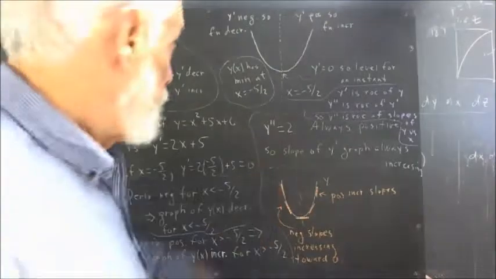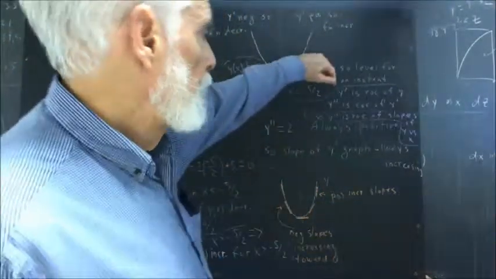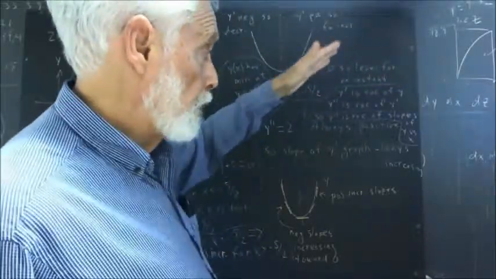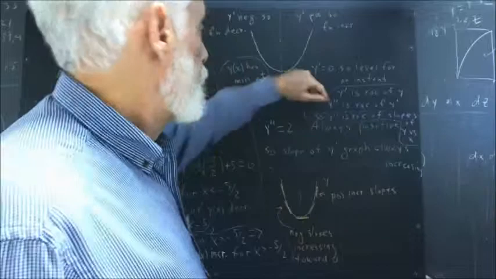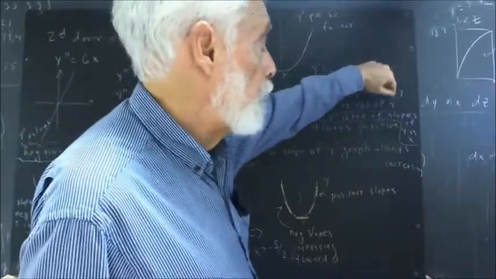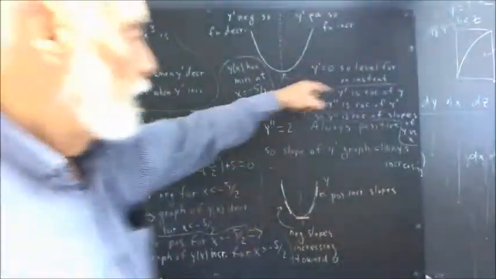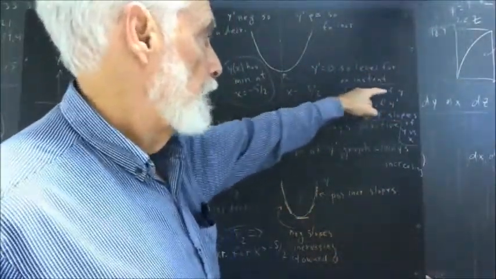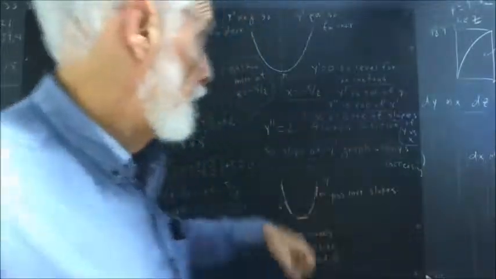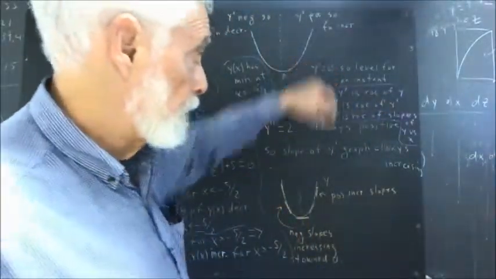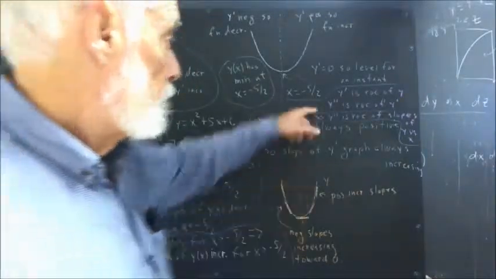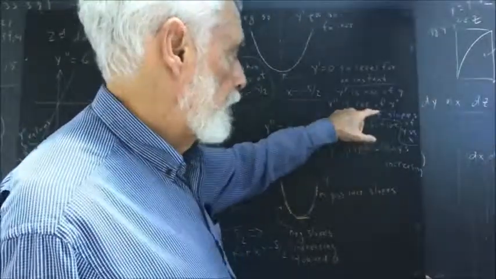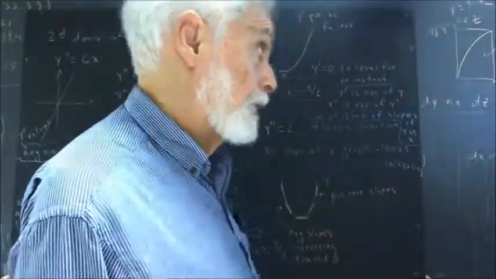Now what is the meaning of the second derivative? Well, the first derivative of y is the rate of change of y, which is associated with the slopes of the y versus x graph. y double prime is the rate of change of y prime, the rate at which y prime is changing. What's y prime? y prime is the rate of change of y, or the slope of the y graph. The y prime function gives us the slopes of the graph of y. So y double prime is the rate of change of the slopes of the y versus x graph.